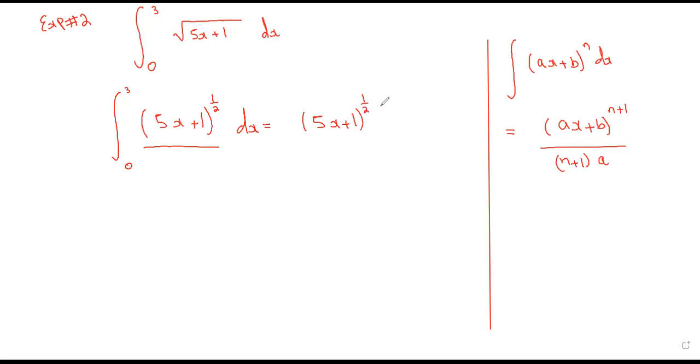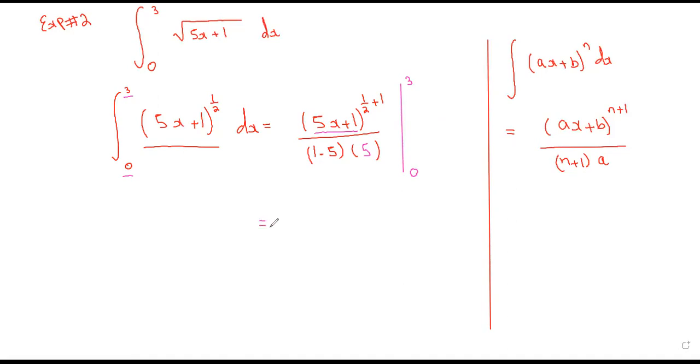Old power is 1 by 2. I am going to add 1. I will divide by the new power, that would become 1.5. And I need to divide by another thing, and that other thing is the derivative of 5x plus 1. Can you tell me what would be the derivative of 5x plus 1? 5. Very well done. Excellent. Now, I am not going to write down the constant because this is a definite integral. So instead of writing down the constant, I'll make a line and I will write down the upper limit and the lower limit.